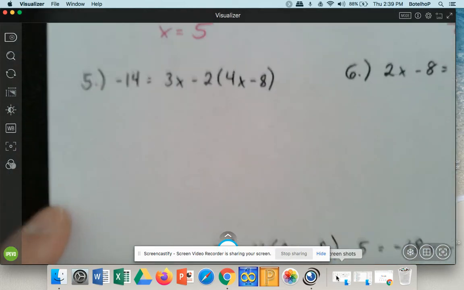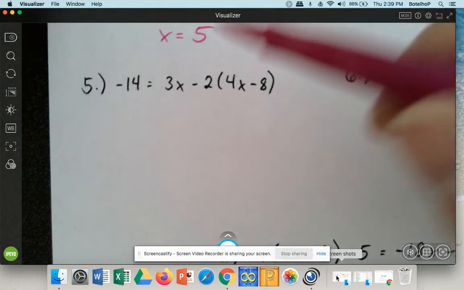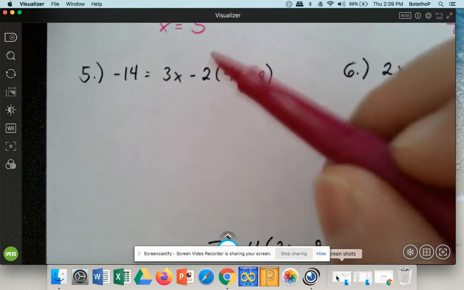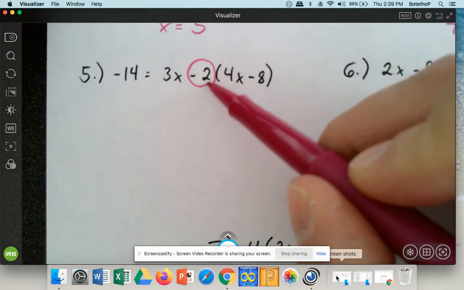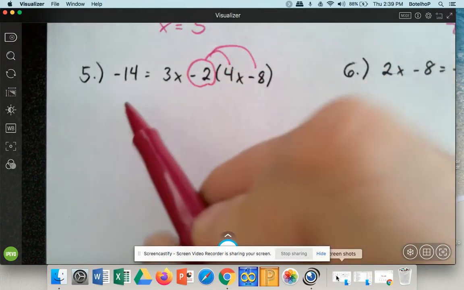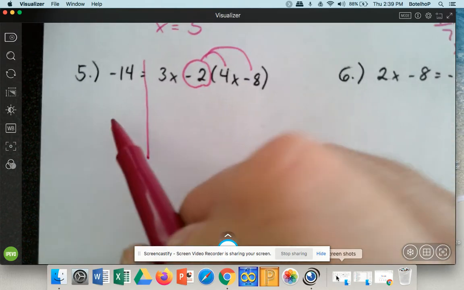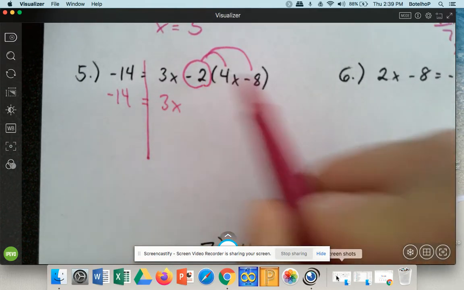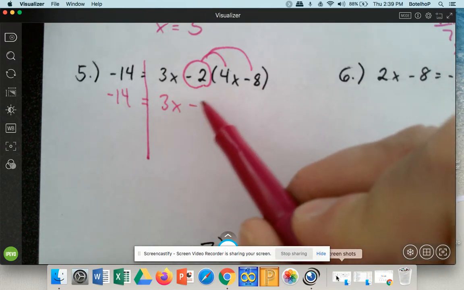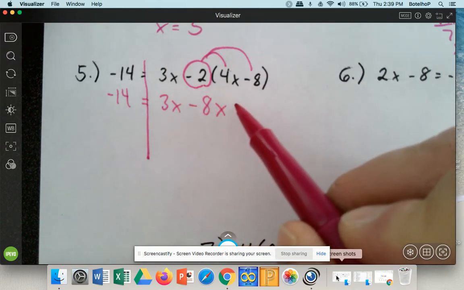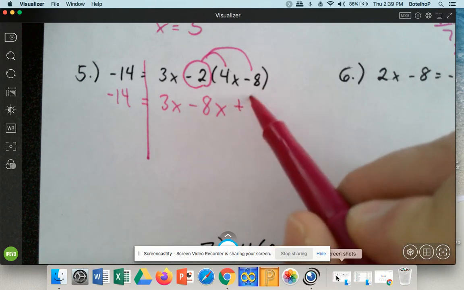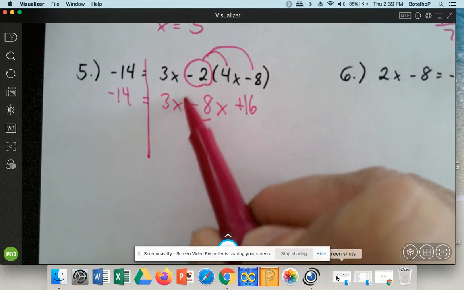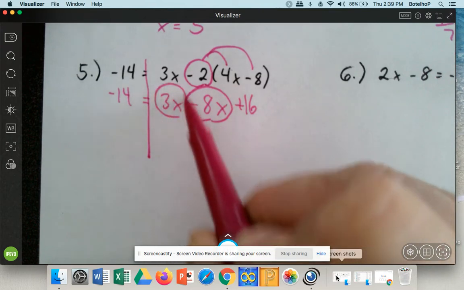All right, number 5, another huge change. Again, that says minus 2, but look at it as a negative 2 in 8th grade when you distribute it to the inside. Put my line here. Negative 14 equals 3x. Distribute the negative 2 to the inside as negative 8x. And then negative times negative is plus 16. There's some like terms here. Again, see this as a negative 8x and a positive 3x.